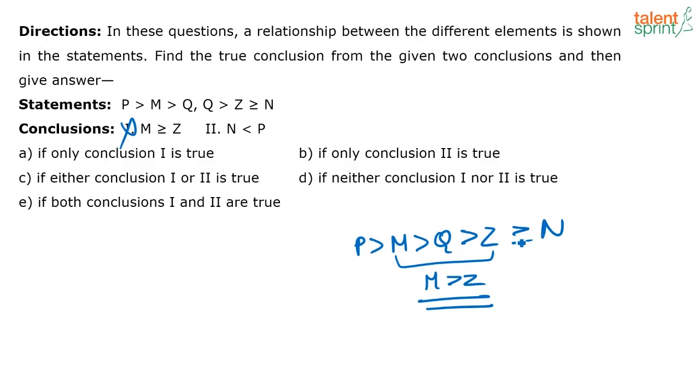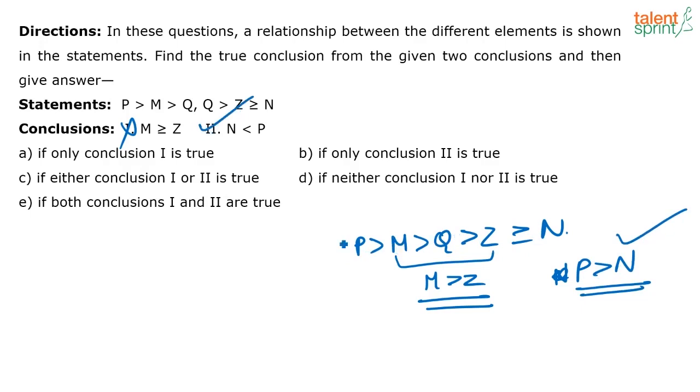Here if you see, P greater than M greater than Q, Z greater than or equal to N. So whatever be the case, definitely P is going to be greater than N, because you can very clearly see that P is going to be the greatest in the group. So I can say P is definitely greater than N. That is true. So the second conclusion follows.